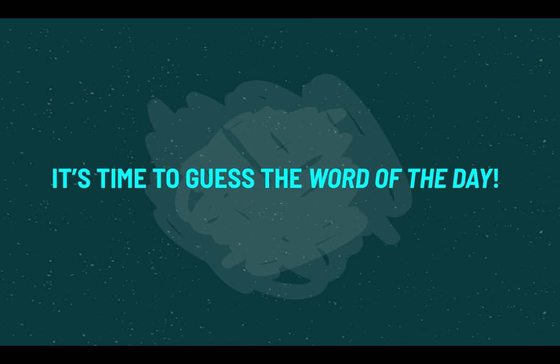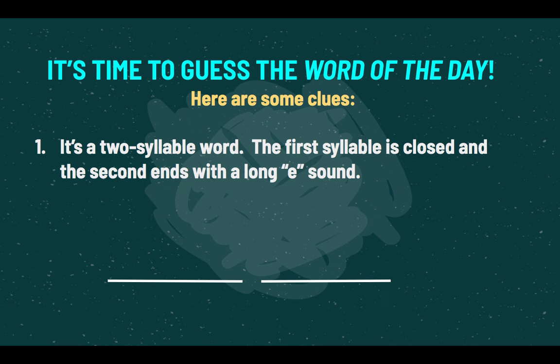I'm going to give you 3 clues about the word of the day. After the first clue, you can write down a guess if you think you know what it is. After the second clue, you can stick with the first guess, or you can change your mind and write another guess. And then after the third clue, you're going to make your final guess about what you think the word of the day is. Ready? Great. Here's the first clue.